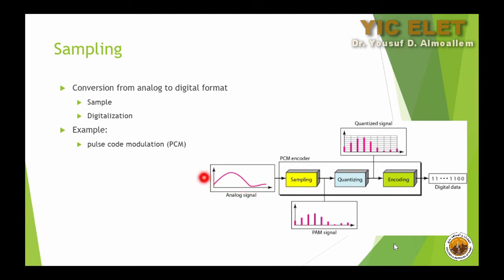After sampling this signal, we will get this shape. If we sample at the right rate, the right frequency, we will get a shape similar to the original signal. So this is the original signal. If we connect between these sample points, we will get something similar to this original signal.